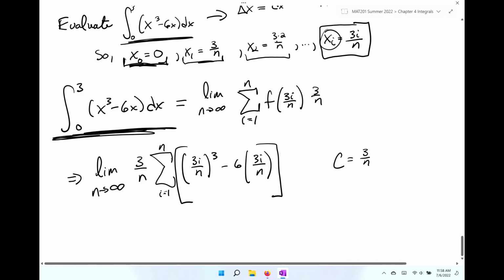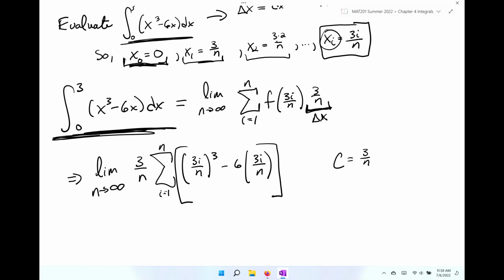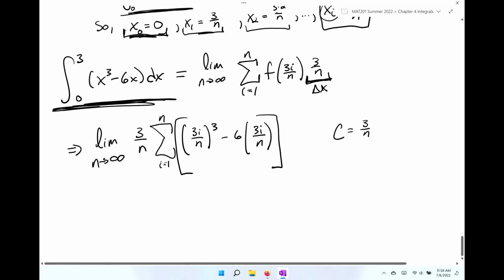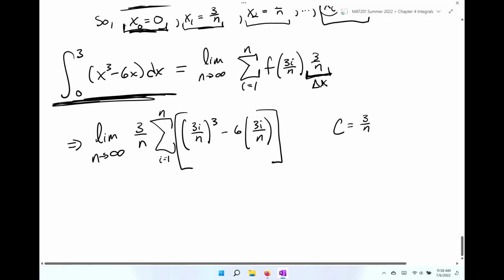Remember, this is a function. It's f of x. In this case, x is 3i over n, times 3 over n, which is our delta x. So now we can finally start to evaluate this. Down below, this 3 over n is delta x, which is a constant.